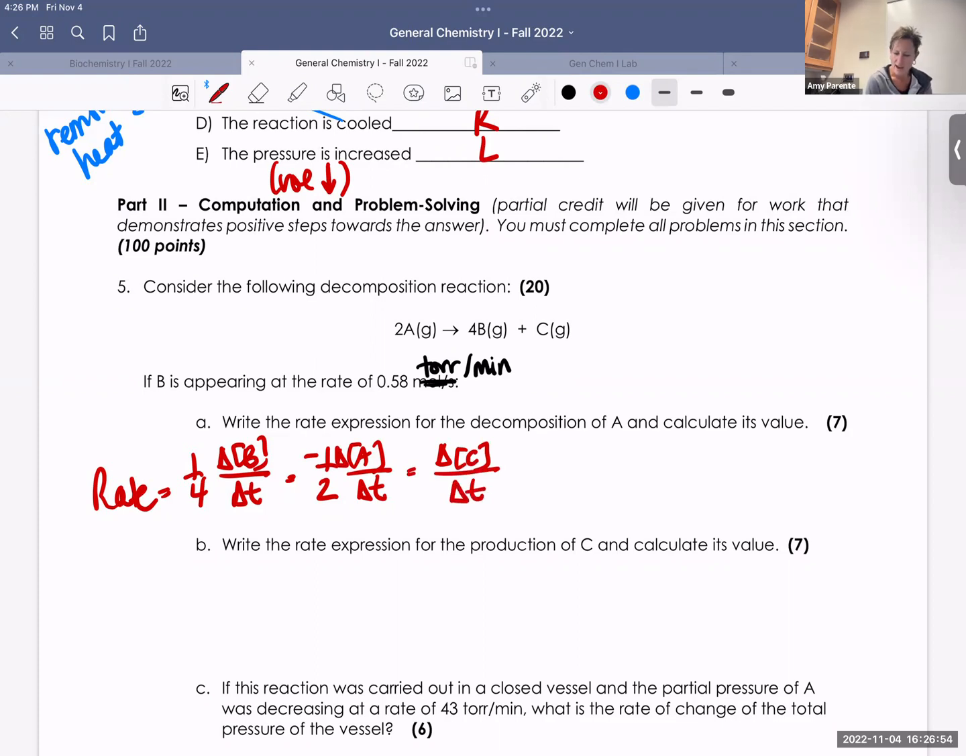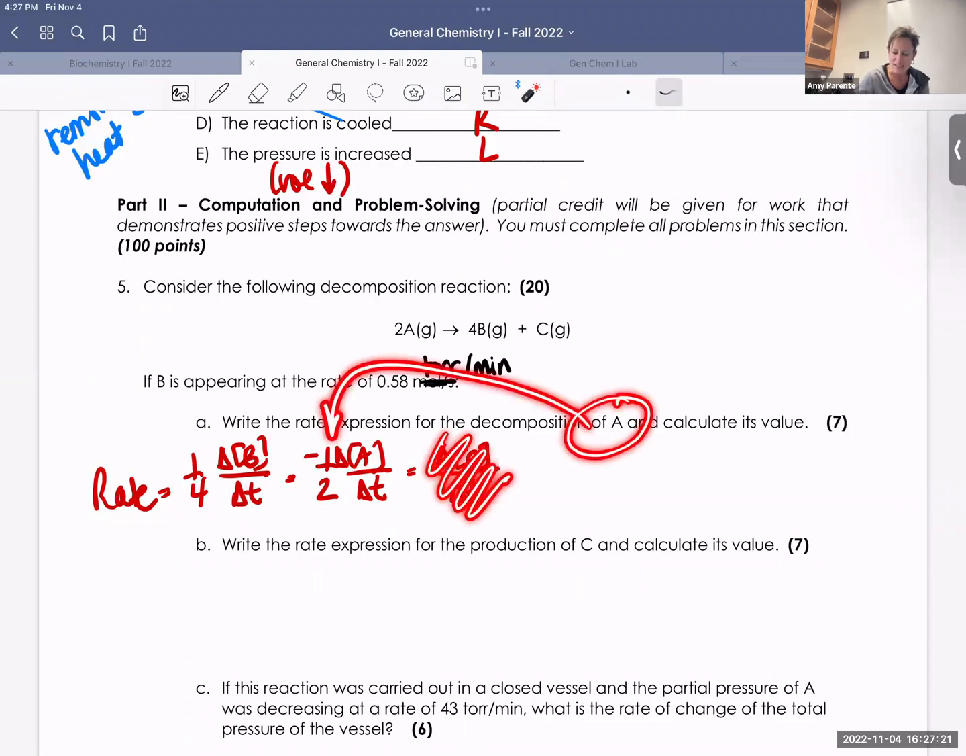Right, so we have one thing disappearing. So we should have a -1/2 times the change in concentration of A over change in T, and then 2 things appearing. And it doesn't matter what order you write them in. This one actually doesn't even need to be here because this problem is asking us to write the rate expression for the decomposition of A and calculate its value. We really don't know anything about C right now, and the problem is asking us about A. So that's why we need to have that A piece here. And because they give us some information about B appearing, that's going to go here.